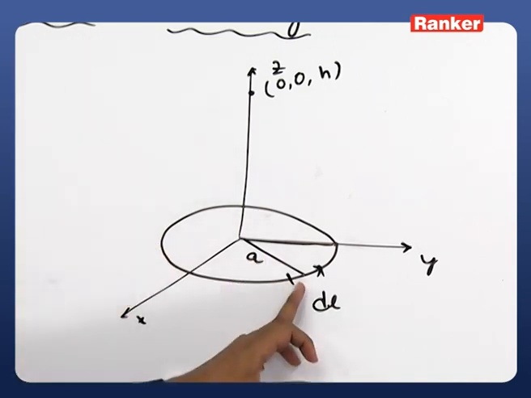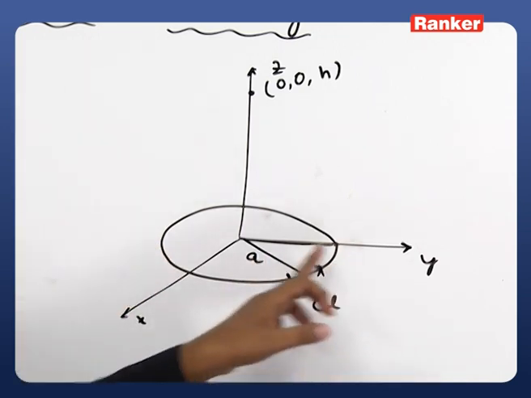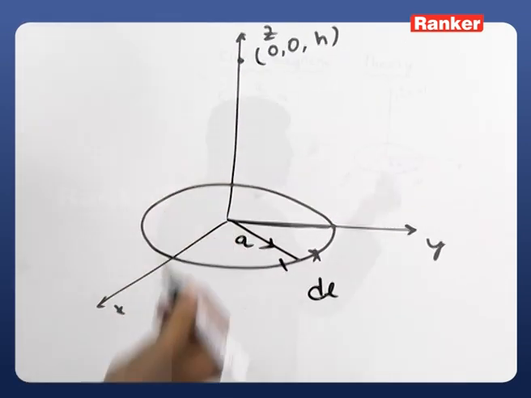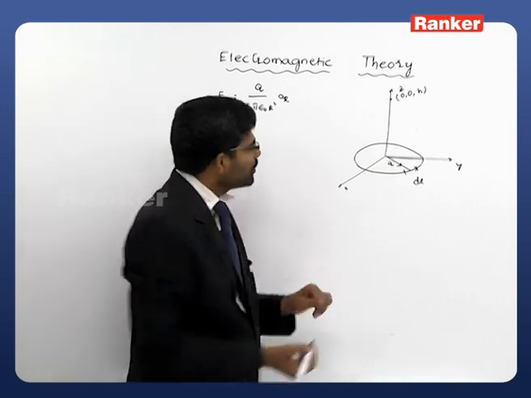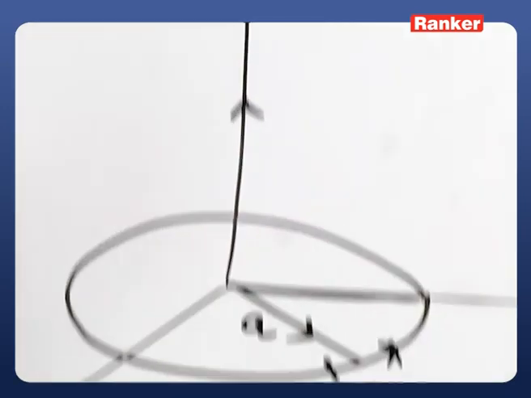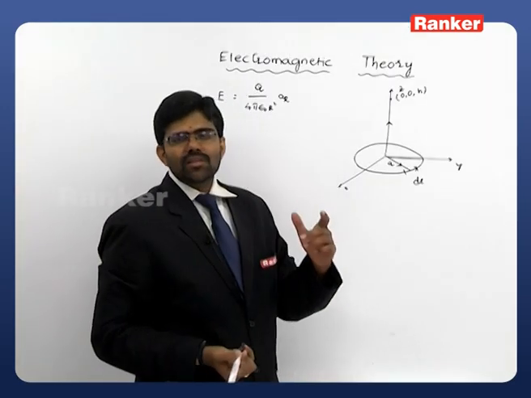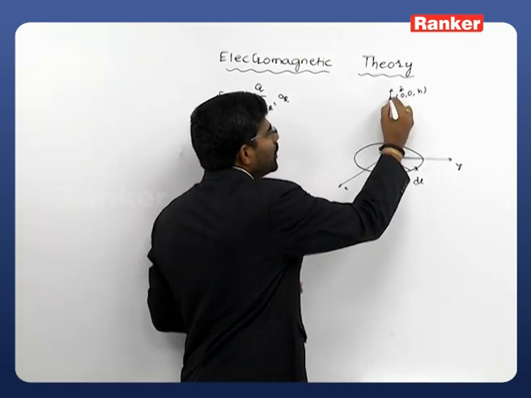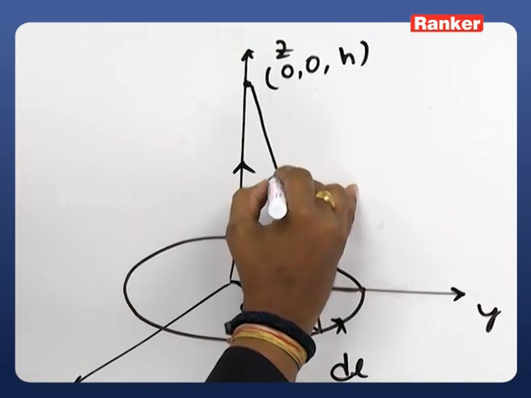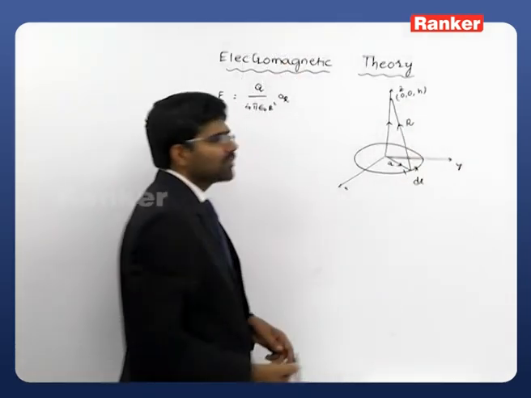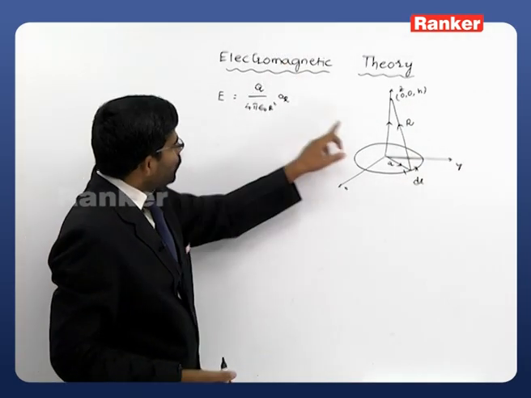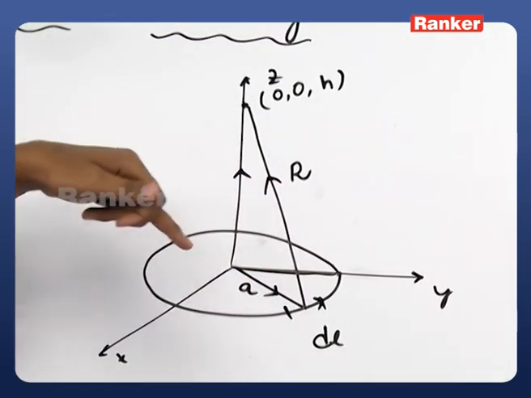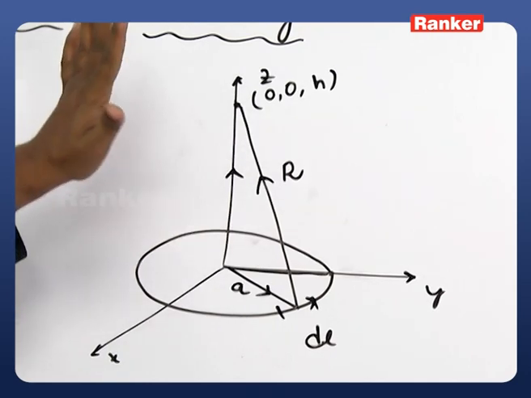So consider a differential element here. This is the direction of the differential element, and consider the direction of a also. This is the direction of a, it's along the radius. Consider the direction of h also. This is the direction of h. And if you take the distance vector from the differential element to the point of observation, then this will be the direction of the differential vector R. So simply we need to obtain what this R is and what the total charge on the line is, nothing more than that.